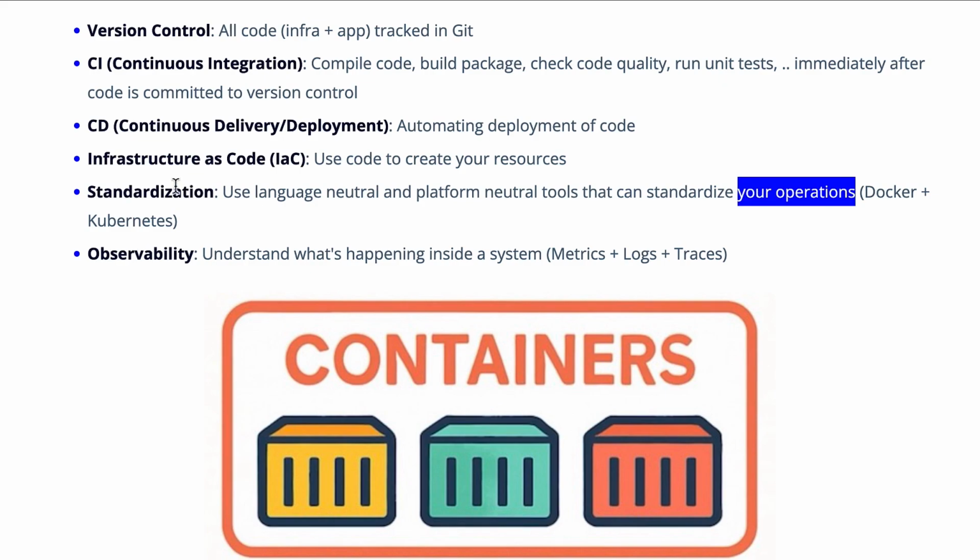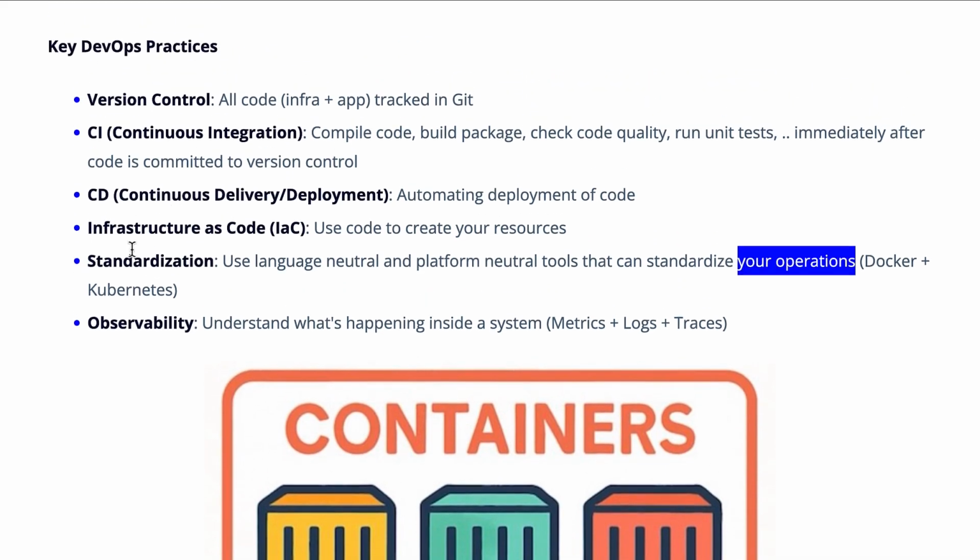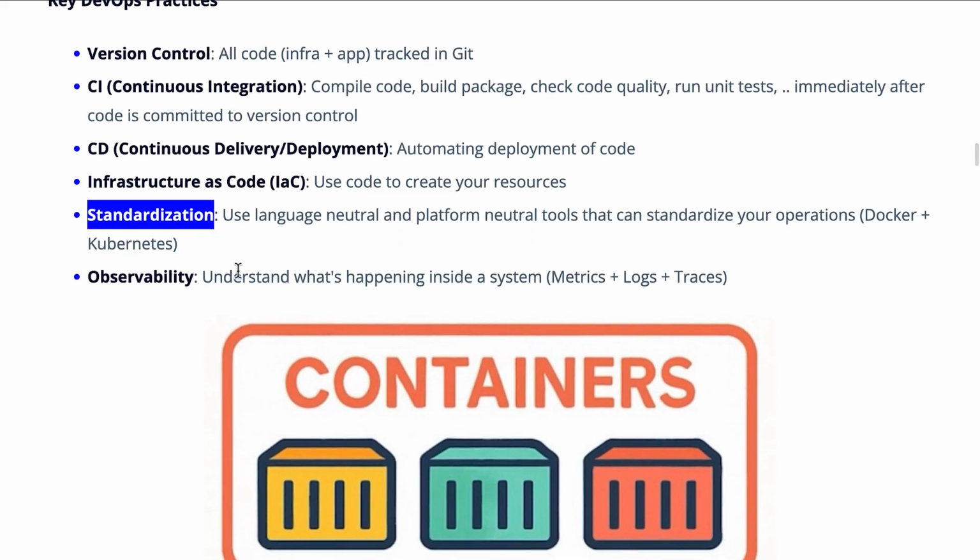So the next element of DevOps, the next key practice of DevOps is standardization. You would want to make use of language neutral and platform neutral tools that makes things easy, that makes your processes streamlined. And a couple of important things in that respect are Docker and Kubernetes.